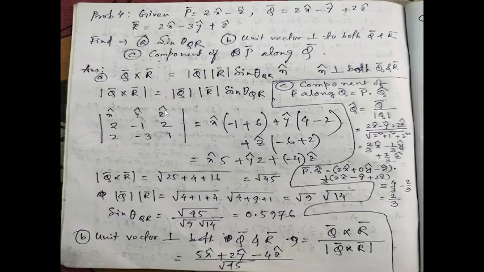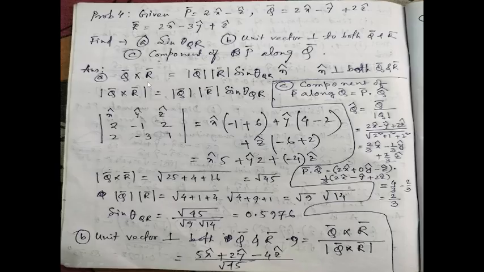When we compute the y component of q cross r, we suppress this column and this row. Then this will be plus y hat into 2 into 2, that is 4, minus 2 into 1, that is minus 2. Similarly, when I compute the z component of vector q cross r, we suppress this column and this row. Then it is plus z hat into 2 into minus 3, that is minus 6, minus 2 into minus 1, that is plus 2. So this is the vector q cross r.